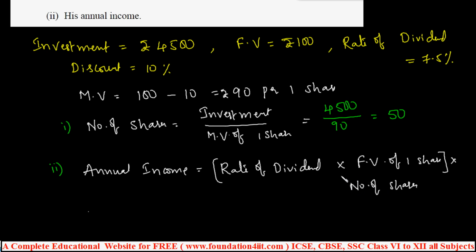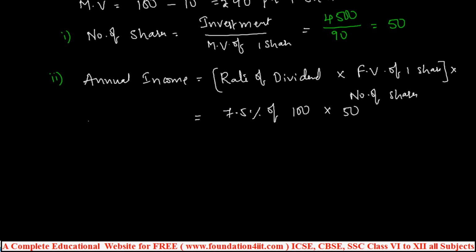So annual income depends on the face value of one share into the rate of dividend. Here the rate of dividend is 7.5 percent. 7.5% of the face value, 100, into the number of shares, 50. That is 7.5 by 100 of 100, into 50. You can cancel this. 7.5 into 50 is 375. So the total annual income is 375.